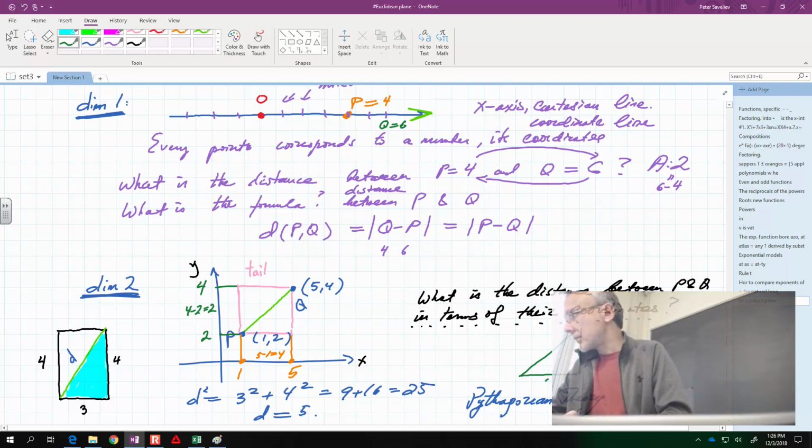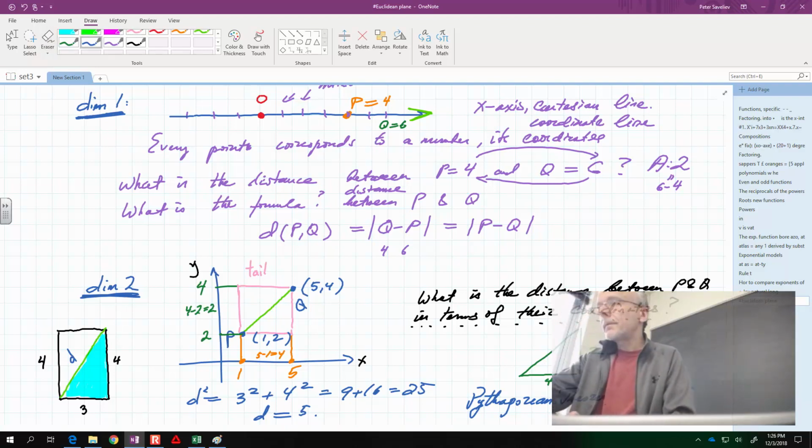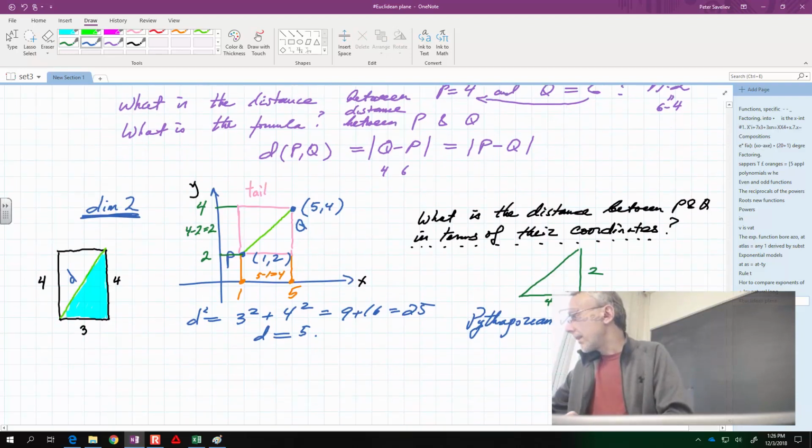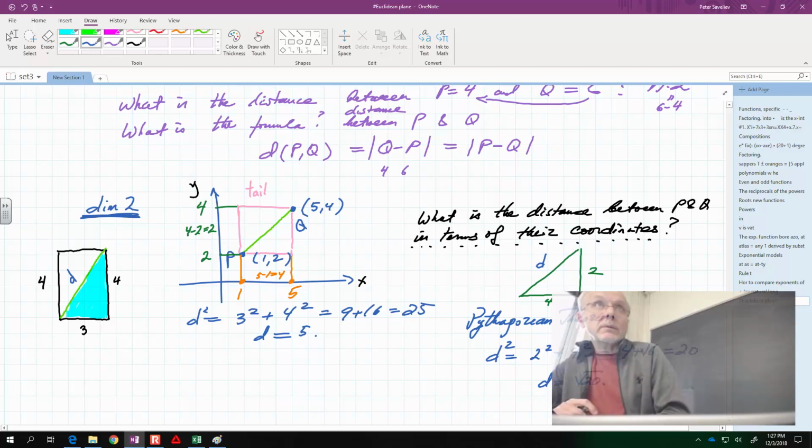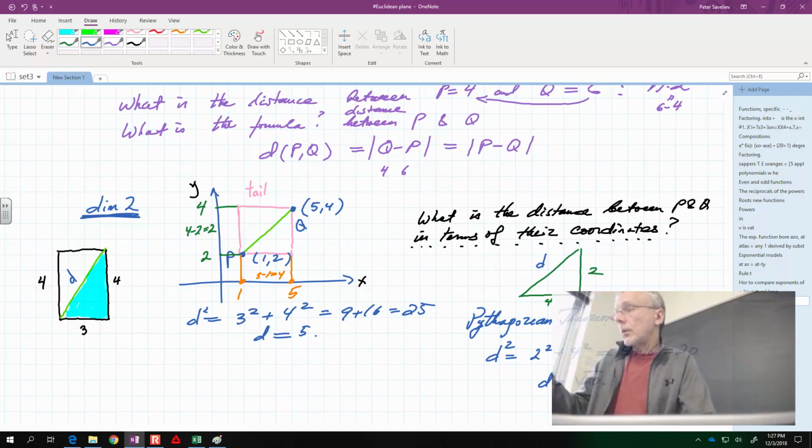Like this, 4 and 2. Okay, and so the Pythagorean theorem applies. And so if this is D, then D squared is equal to 2 squared plus 4 squared, and so it works out not as well as last time. It is 20, and D is equal to the square root of 20, which would be the answer then. Okay, so that pretty much solves the problem.